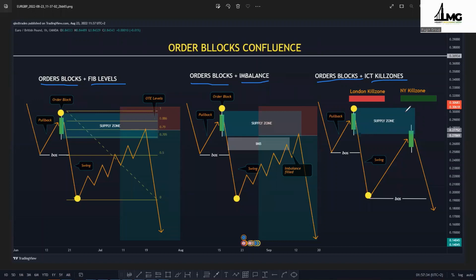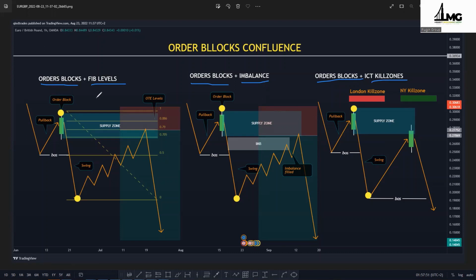So what's the difference? I'm also going to show you whether it's something that you can combine. You can combine these 3 confluences, and I'll give you some examples on the charts. The first one is order blocks and Fibonacci levels.